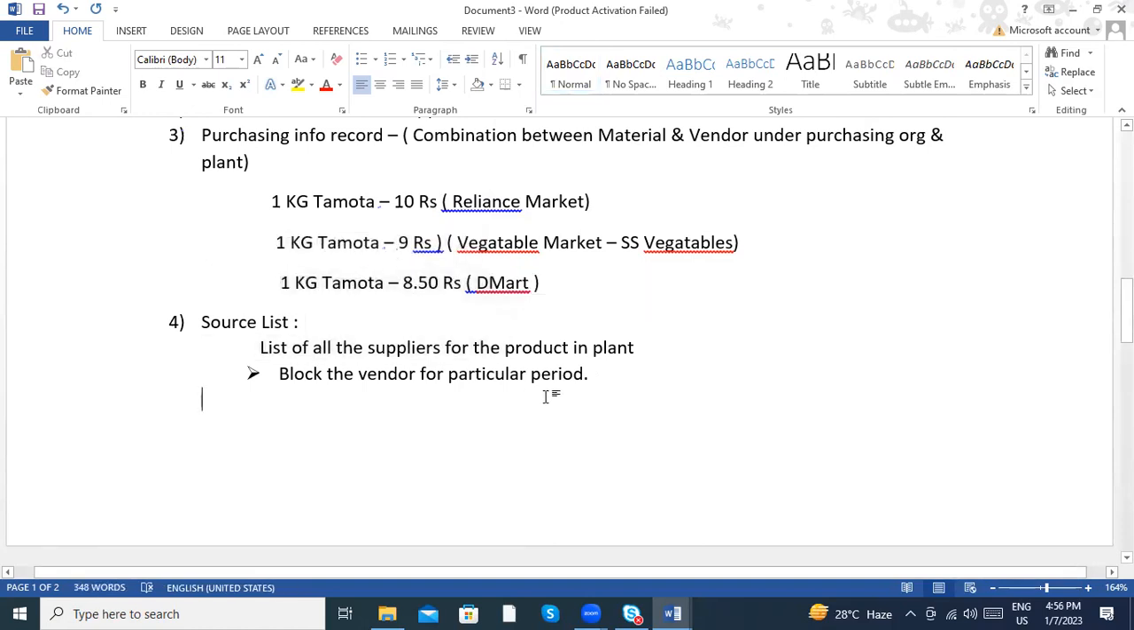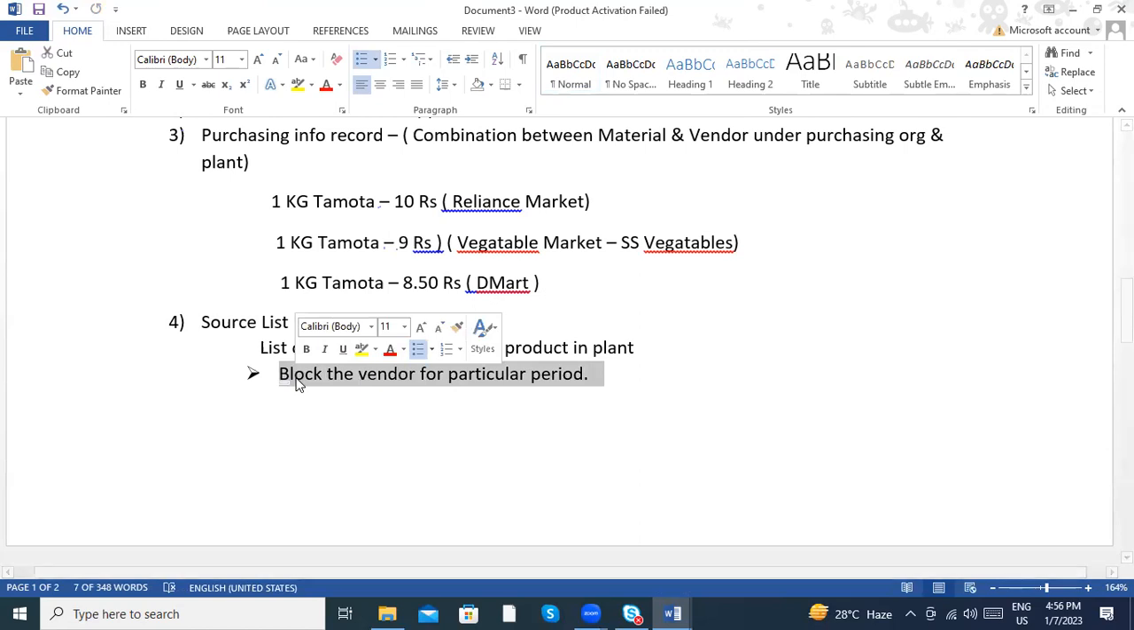Or maybe I am continuously buying from DMart, but during quality checks, 3 to 4 times in a row I observe that the product quality is not good. Then my company decides not to buy the product from DMart for this season or period, so I can block that vendor from buying the products.